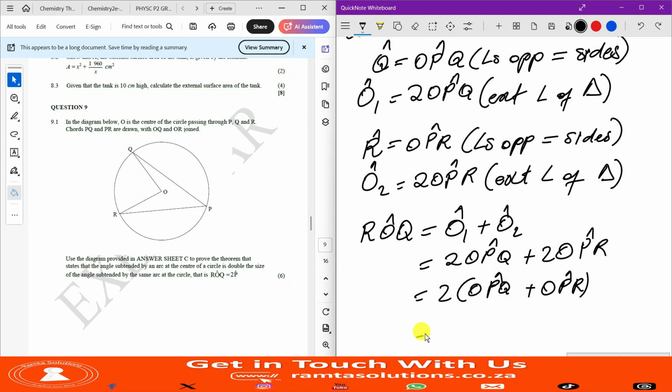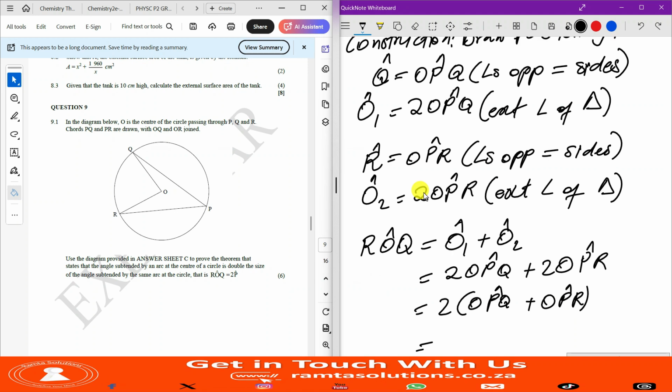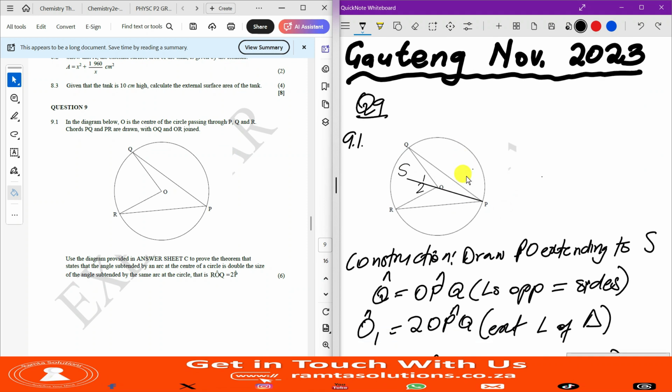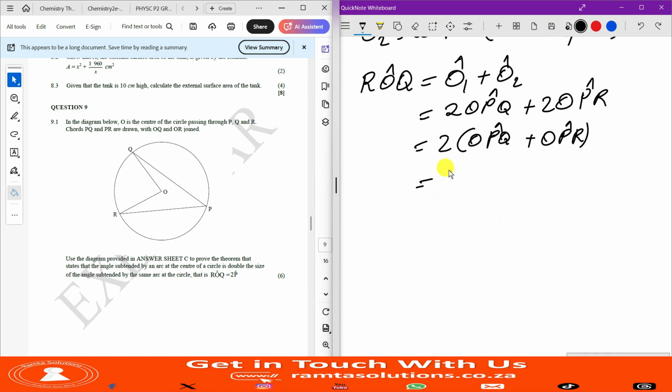What is OPQ and OPR? I want you to check it out. OPQ and OPR, this angle and this angle, what are they? They are simply angle P. So we have proved this theorem that says the angle subtended by an arc at the center of the circle is double the size of the angle subtended by the same arc at the circumference. Okay, good. So we have 6 marks.